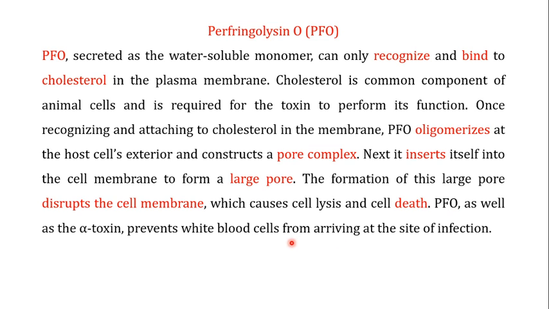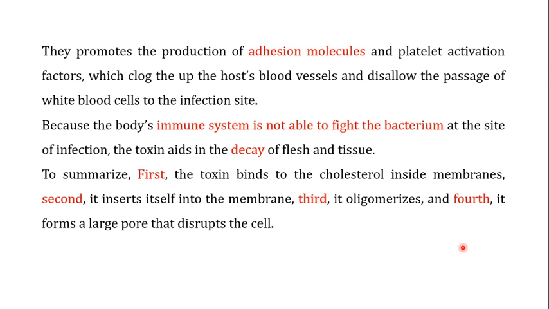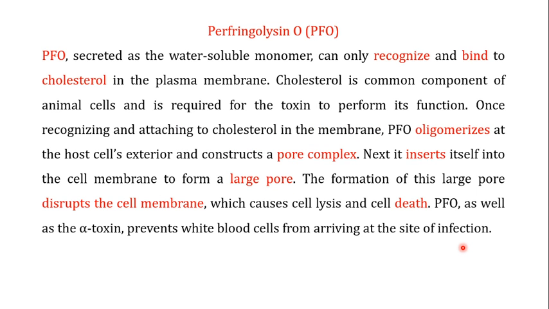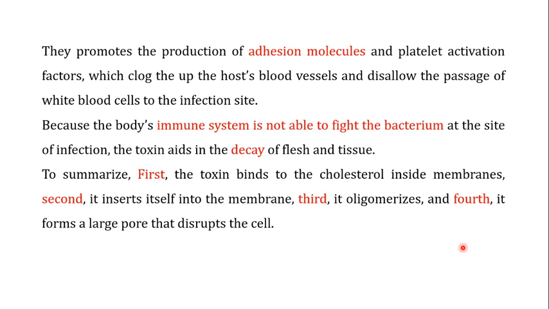This PFO, as well as the α-toxin, one of the important things they do is prevent the white blood cells from arriving at the site of infection. If they are blocking the arrival of the white blood cells, that means your immune system is no more able to fight this particular infection, which causes the cell death and the cell lysis that you see in the case of Perfringolysin toxin.